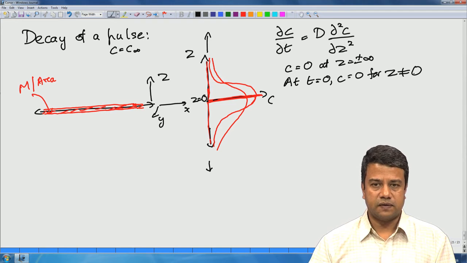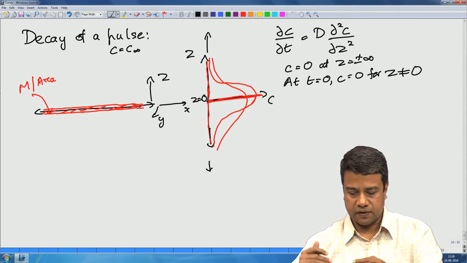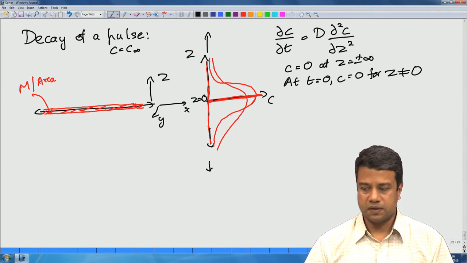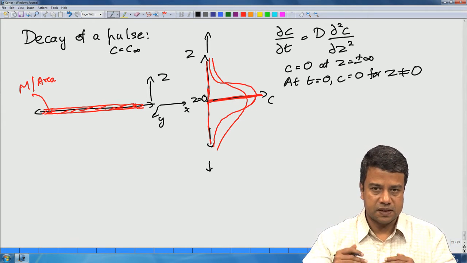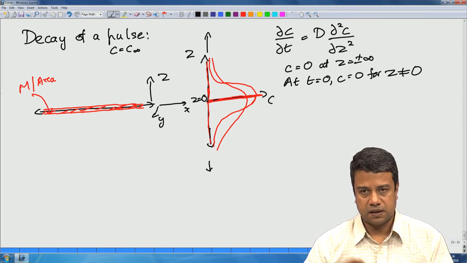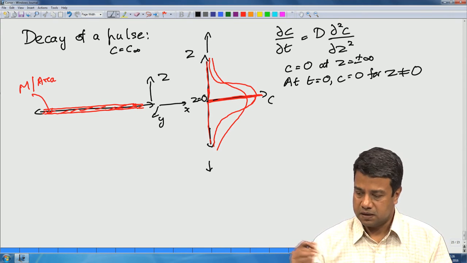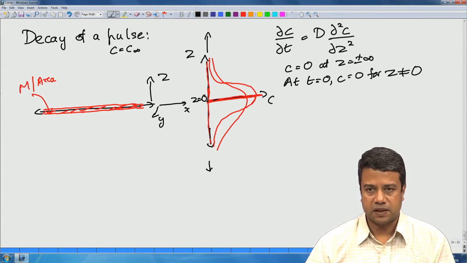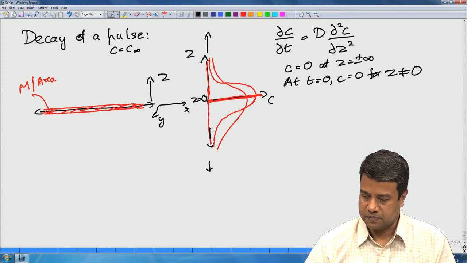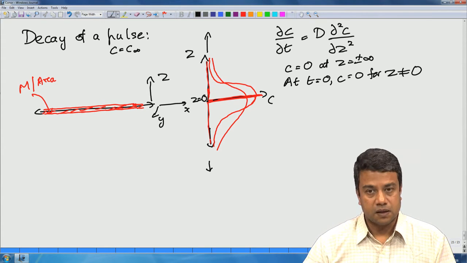Whenever, for any location apart from the location z is equal to 0, the concentration is equal to 0 at the initial time when you just injected this pulse in. At that initial time, the concentration is equal to 0 everywhere else, apart from z is equal to 0. However, we also have an integral condition.